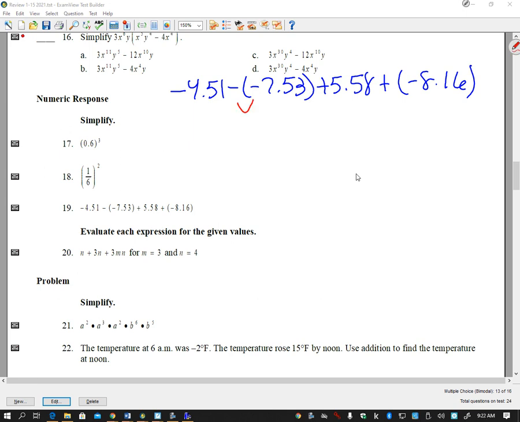Negative 4.51 minus negative 7.53. What happens with those double negatives? I add. Okay. So this is the same thing as negative 4.51 plus 7.53 or 7.53 minus 4.51. I heard somebody say 3.02. Is that correct? Okay, so we got 3.02 plus 5.58 plus negative 8.16. What's next? Grayson.